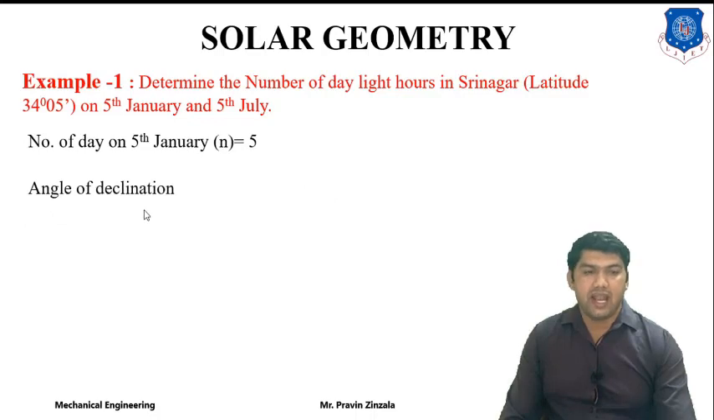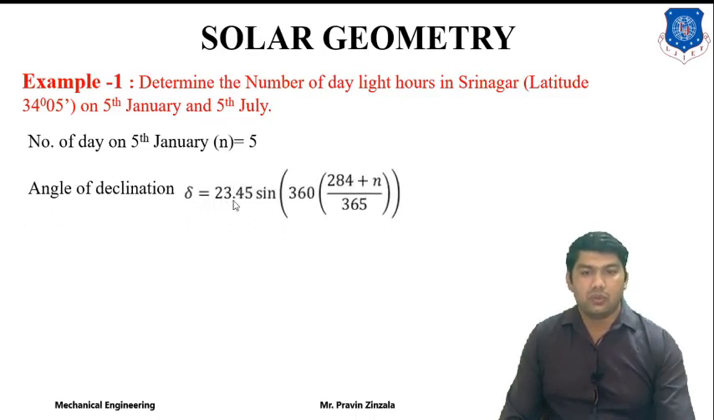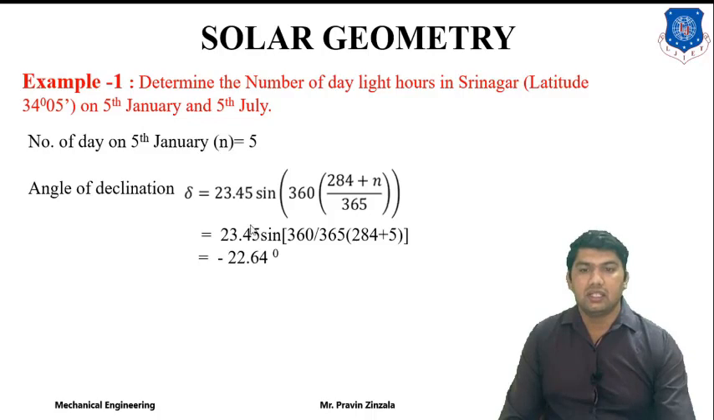Second, we calculate the angle of declination. The equation for the declination angle is 23.45 times sine of 360 times 284 plus n divided by 365. When we insert n equal to 5, the answer is near minus 22.64 degrees. So this is the declination angle for 5th January in Srinagar.